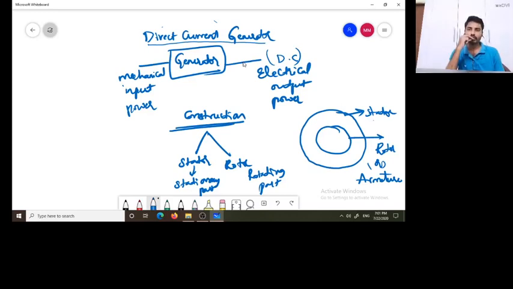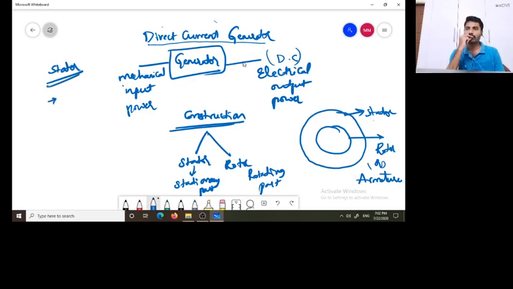Now we'll see the construction. I already told you that in construction there are two major parts, stator and rotor. The stator is a stationary part and the rotor is a rotating part. Now I have represented the stator and rotor in the form of a generator. Where is the rotor present in a DC generator? It is the innermost part of the generator, also called the armature, and the outermost part, which is stationary, is called the stator.